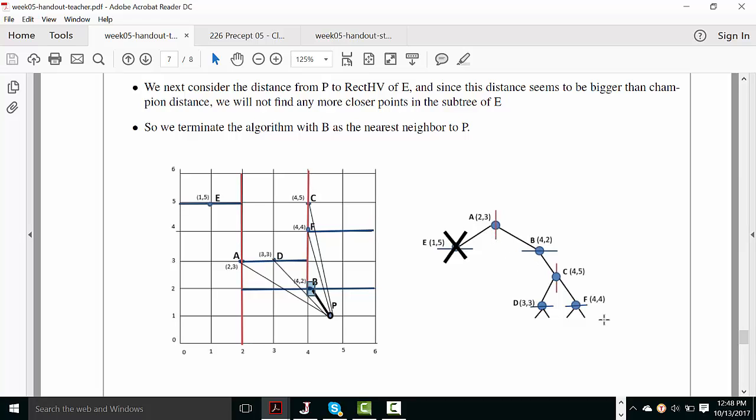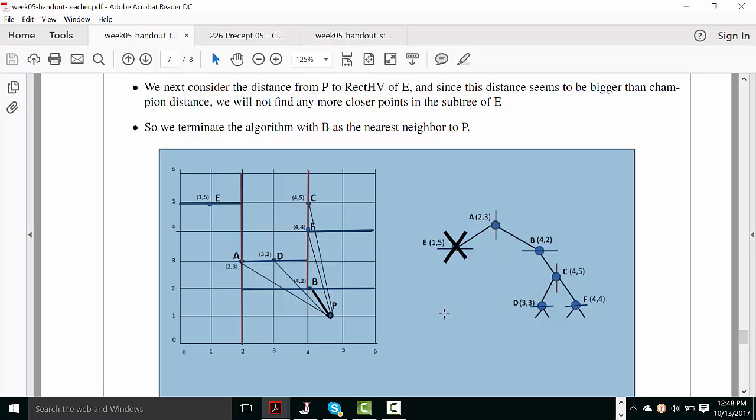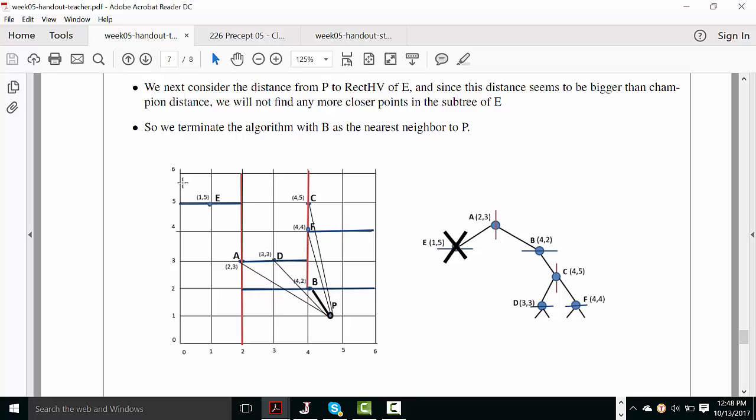So again, you can go to the right, go to the left, whatever the recursion allows you to do. The pruning concept comes here, this way. So if you look at the bounding box of E, now we find the distance from the point to the bounding box, which is this distance here. Now we find that that distance obviously looks to be more than the distance we already have. So what that tells us is that there's no way that a point could be here.